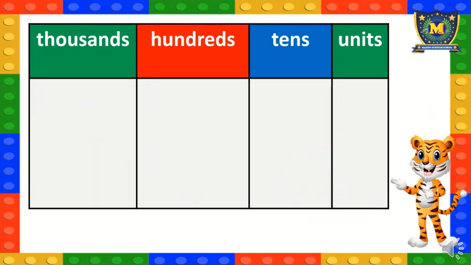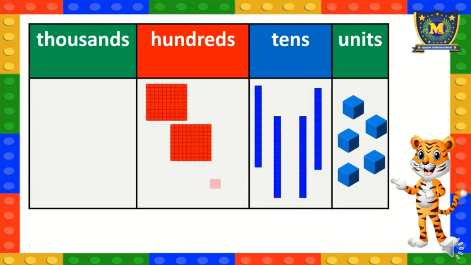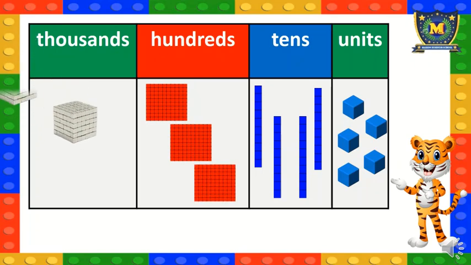This time, let's put some units on the units place and rods on the tens place, and of course flats on the hundreds place, and lastly a cube on the thousands place. Now let's start counting. Let's start in the units place. Now we have here 5 units, so write 5 below its place.